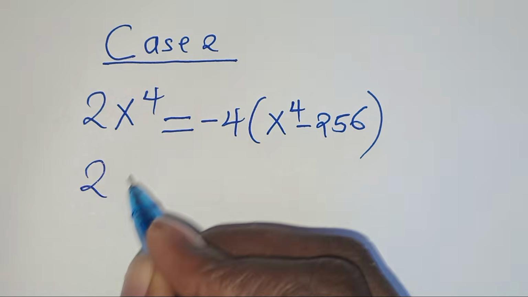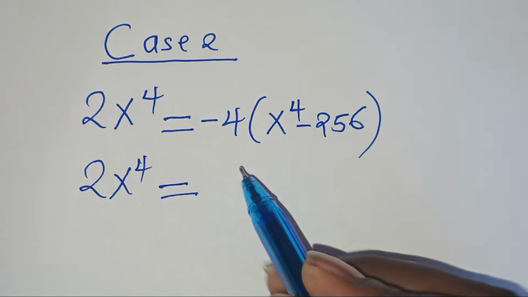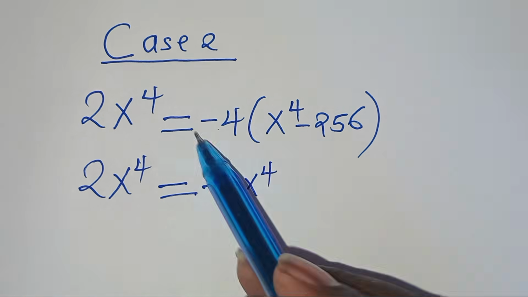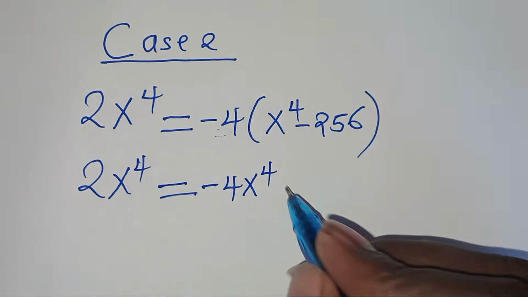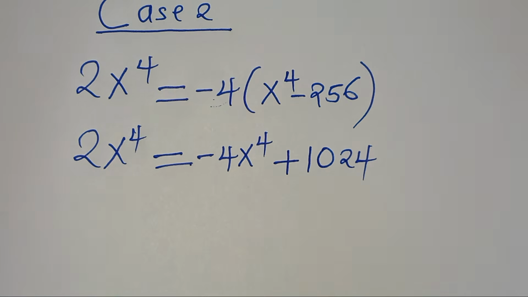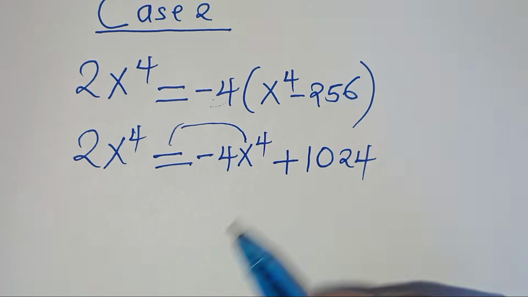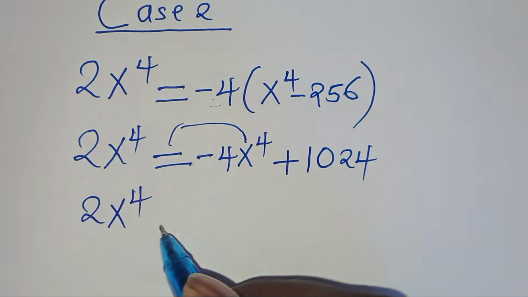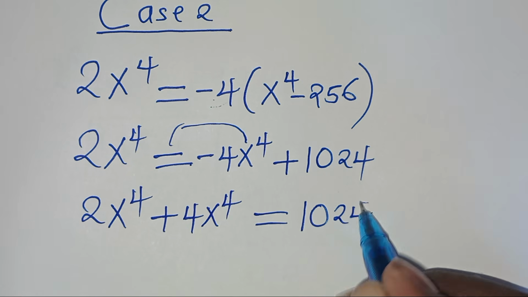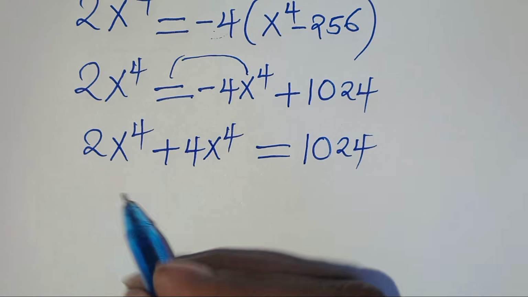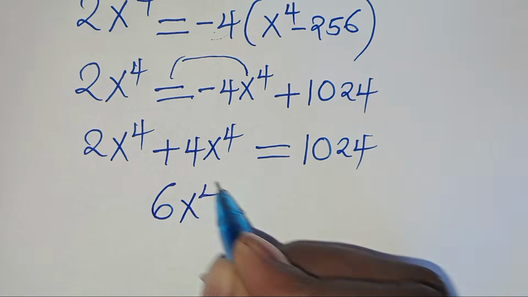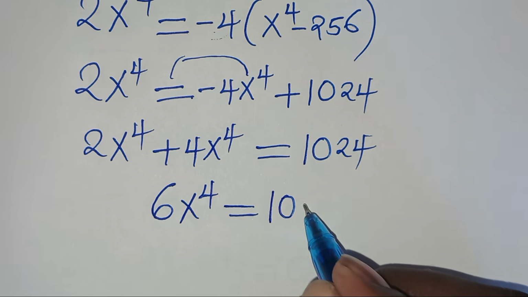Now we have 2x to the power of 4 equal to negative 4 times x to the power of 4, this is negative 4x to the power of 4. Negative 4 times negative 256, this is plus 1024. Now let's take negative 4x to the power of 4 on the left hand side. So we have 2x to the power of 4 plus 4x to the power of 4 equal to 1024. So this means 2x to the power of 4 plus 4x to the power of 4, this is 6x to the power of 4, equal to 1024.